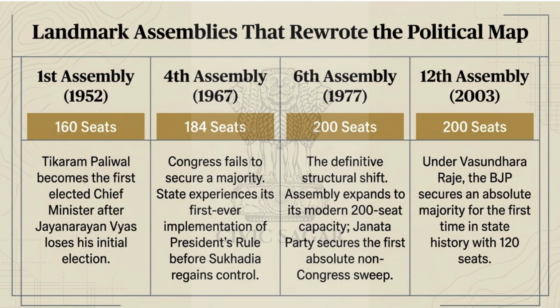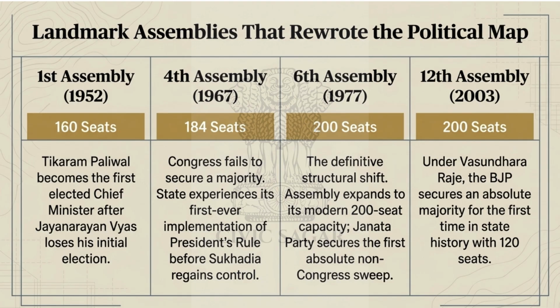4 landmark assemblies reshaped the state's electoral map. First Assembly, 1952, 160 seats. Tikaram Paliwal became Rajasthan's first elected chief minister after J. Narayan Vyas lost his seat. Fourth Assembly, 1967, 184 seats. Congress fell short of a majority, leading to Rajasthan's first spell under president's rule before Mohanlal Sukhadia restored control.